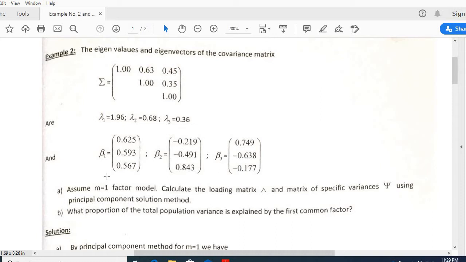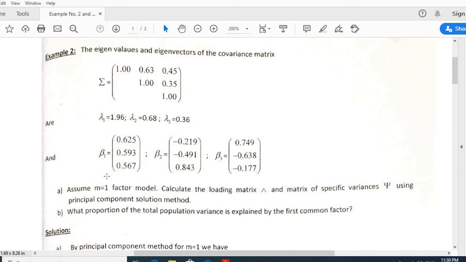Beta 1 is equal to 0.625, 0.593, 0.563. Beta 2 is equal to minus 0.219, minus 0.491, 0.843, 0.794, minus 0.638, minus 0.177.